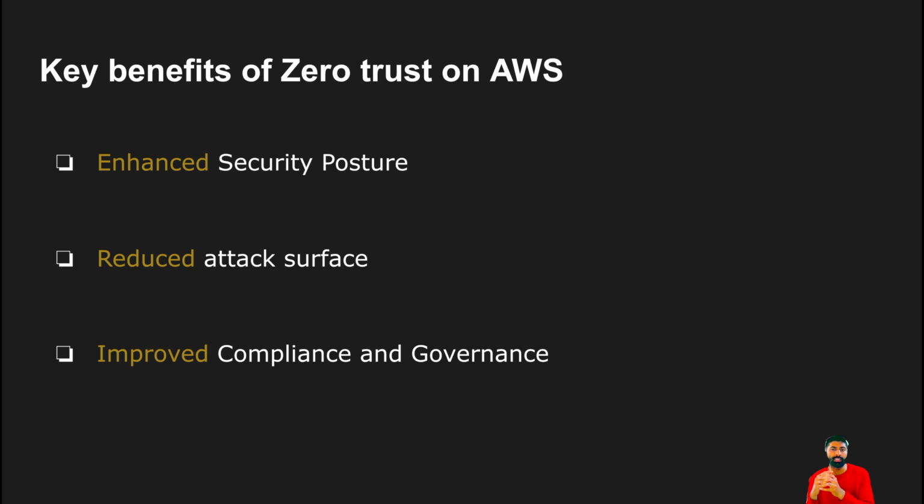And the third one is improved compliance and governance. Zero Trust on AWS enforces strict access control, encryption, and monitoring practices, which helps organizations meet their regulatory and compliance requirements, for example, GDPR, HIPAA, PCI DSS, etc. And there are services like AWS Config and Security Hub, which offer centralized management of security configurations and compliance reporting, which makes governance easier.